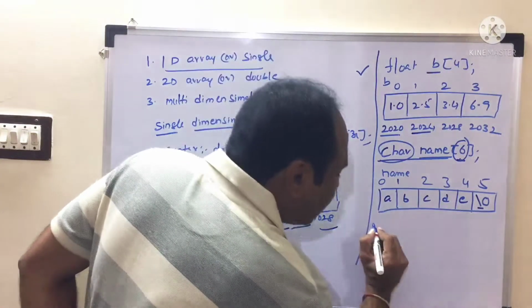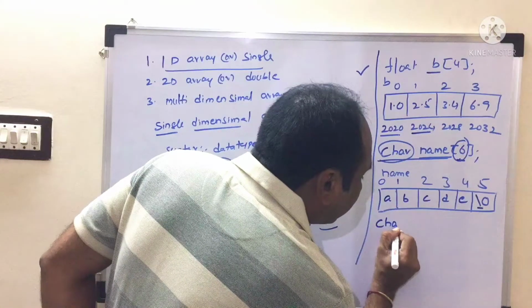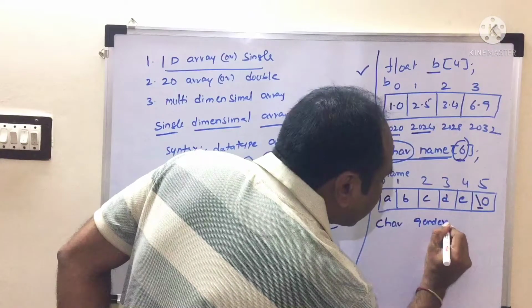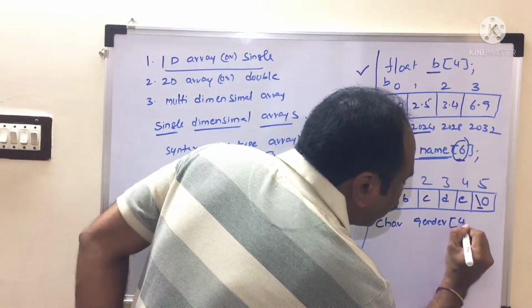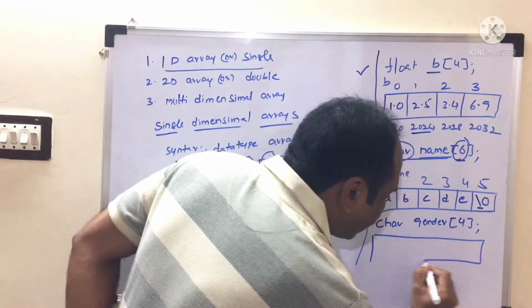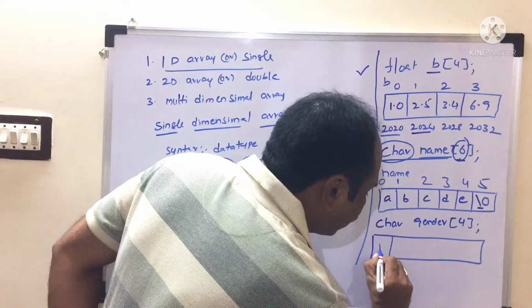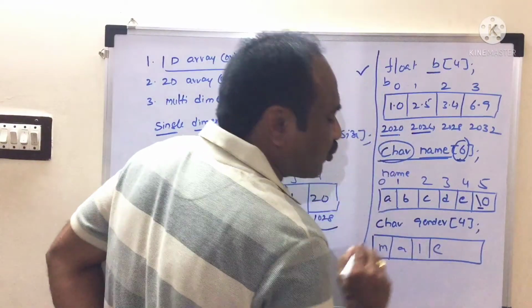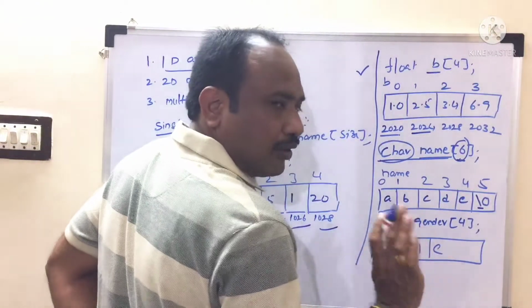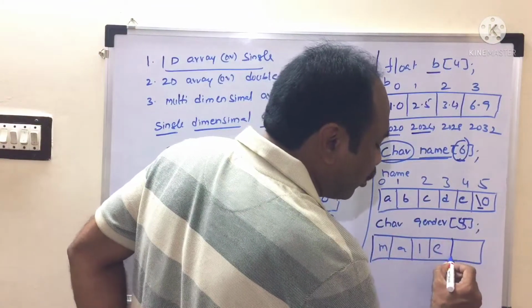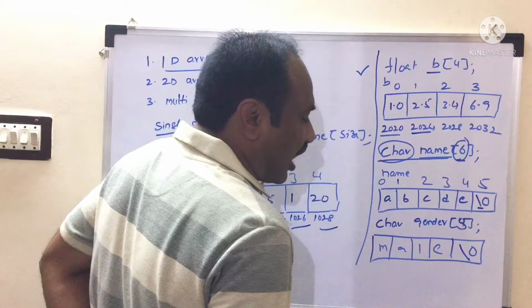Okay, the same way, char gender of 4. Okay, 4 means, for example, if you are male, store M-A-L-E. How many characters? 4 characters. That's why please provide size as 5, because we have to provide extra space for \0.